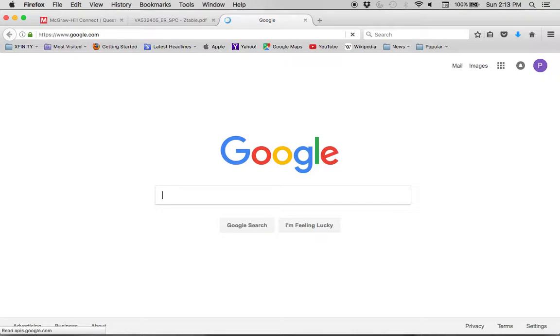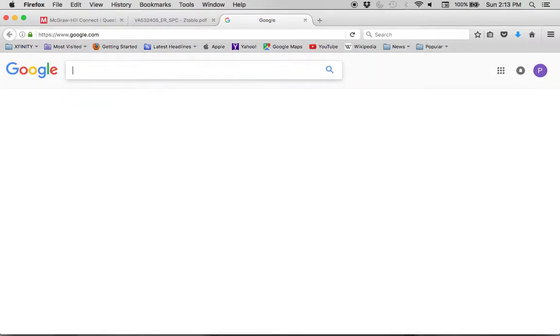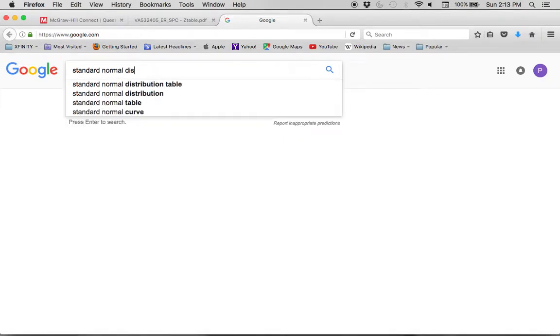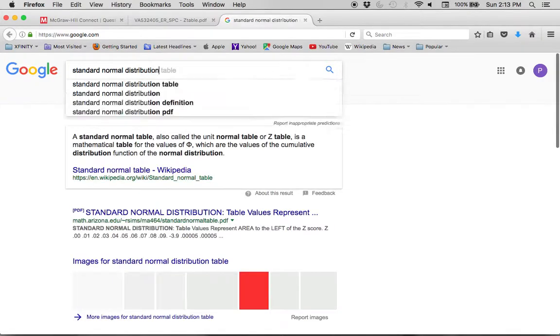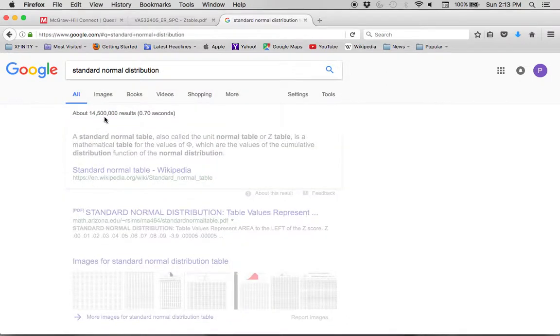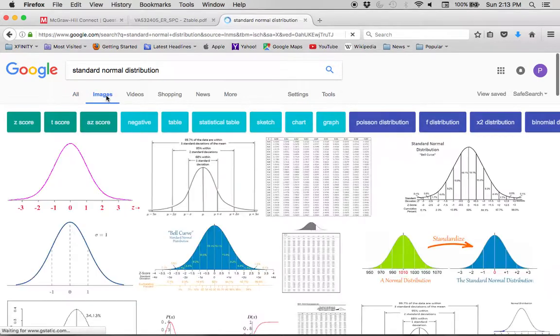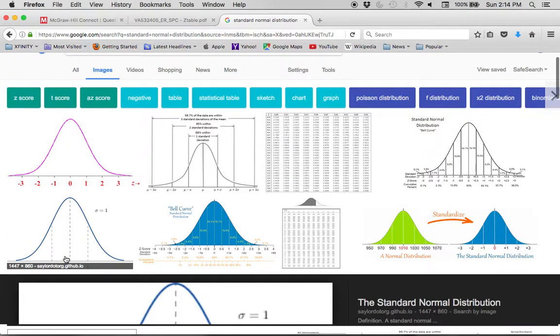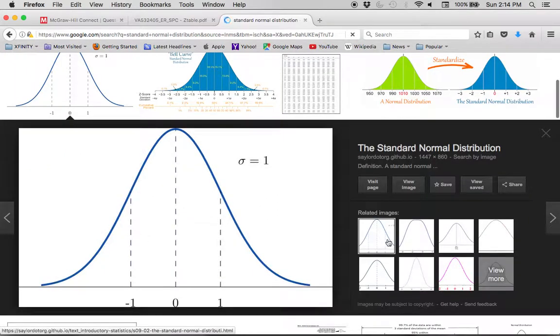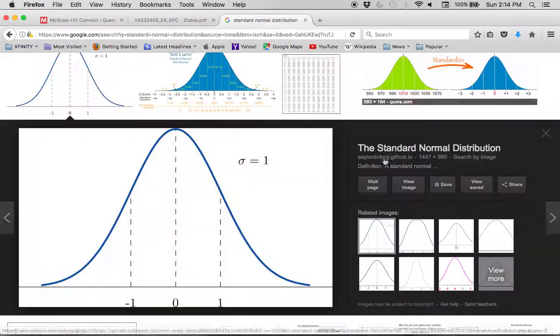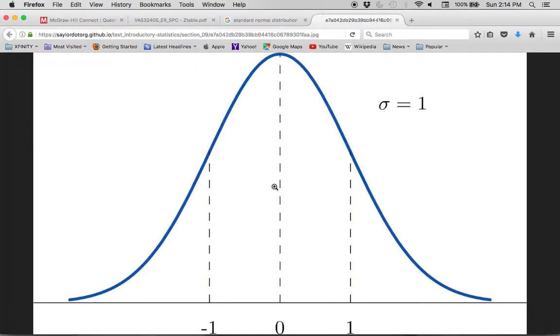So, standard normal distribution. And images. It's fine. Okay.